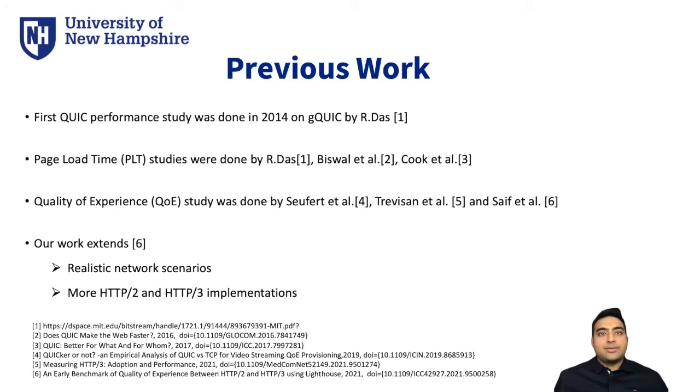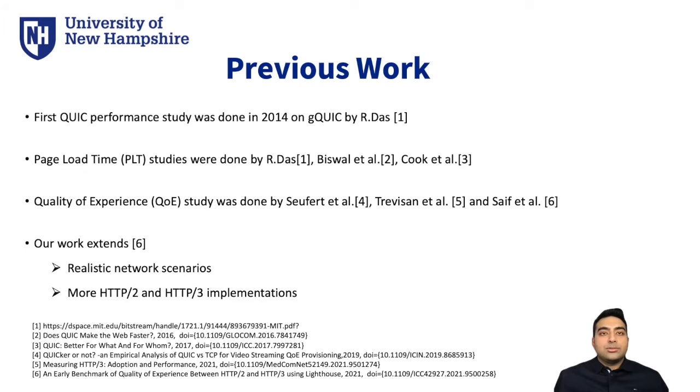We extend Saf's work to realistic network scenarios and use more implementations to do the study. We investigate the performance of a protocol using two metrics. Firstly, we measure the quantitative throughput of various servers in different network settings. Secondly, we measure the FCP, also called first contentful paint metric of the Lighthouse tool.